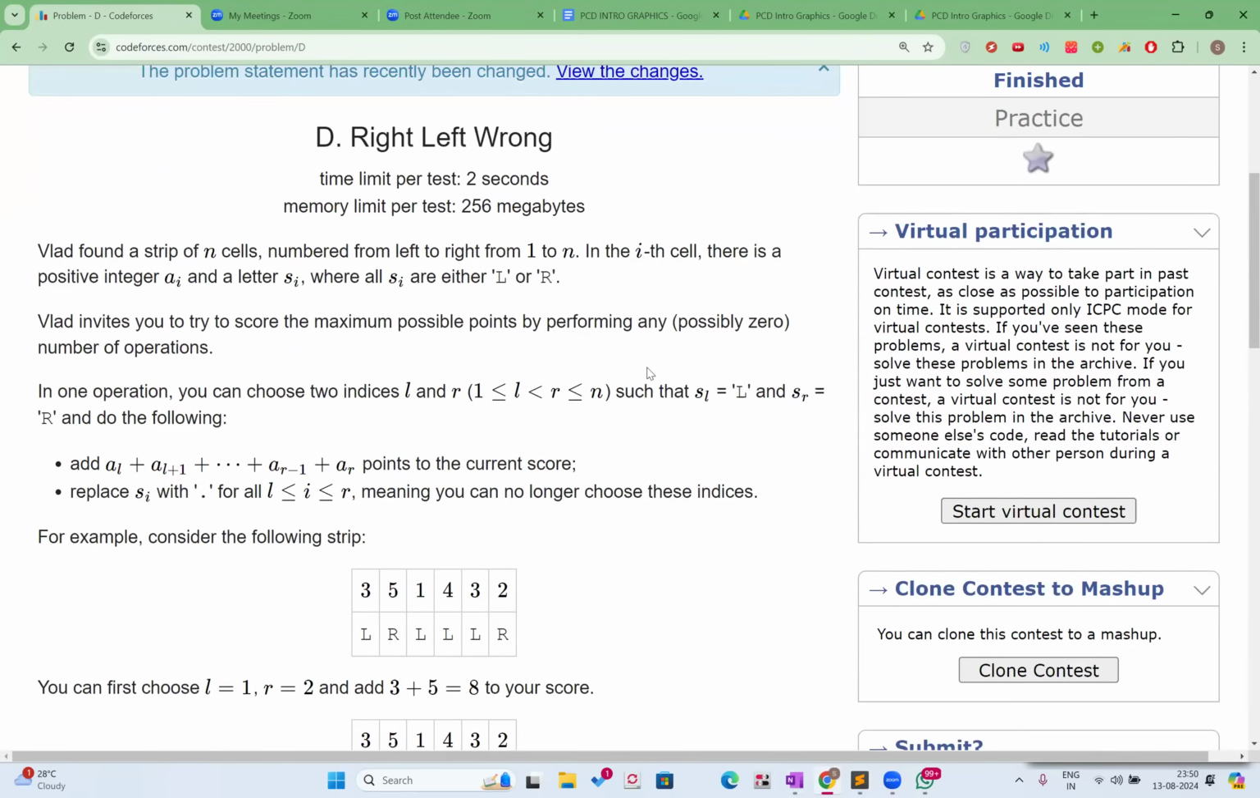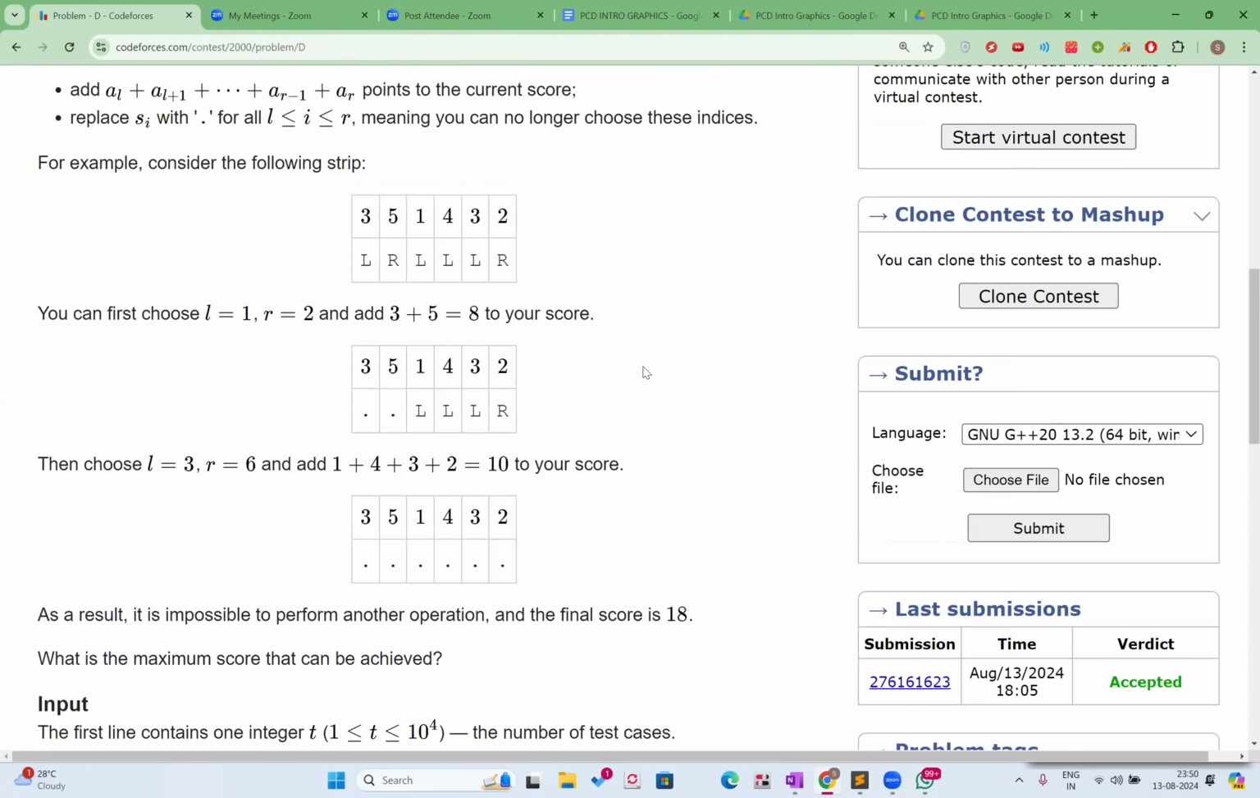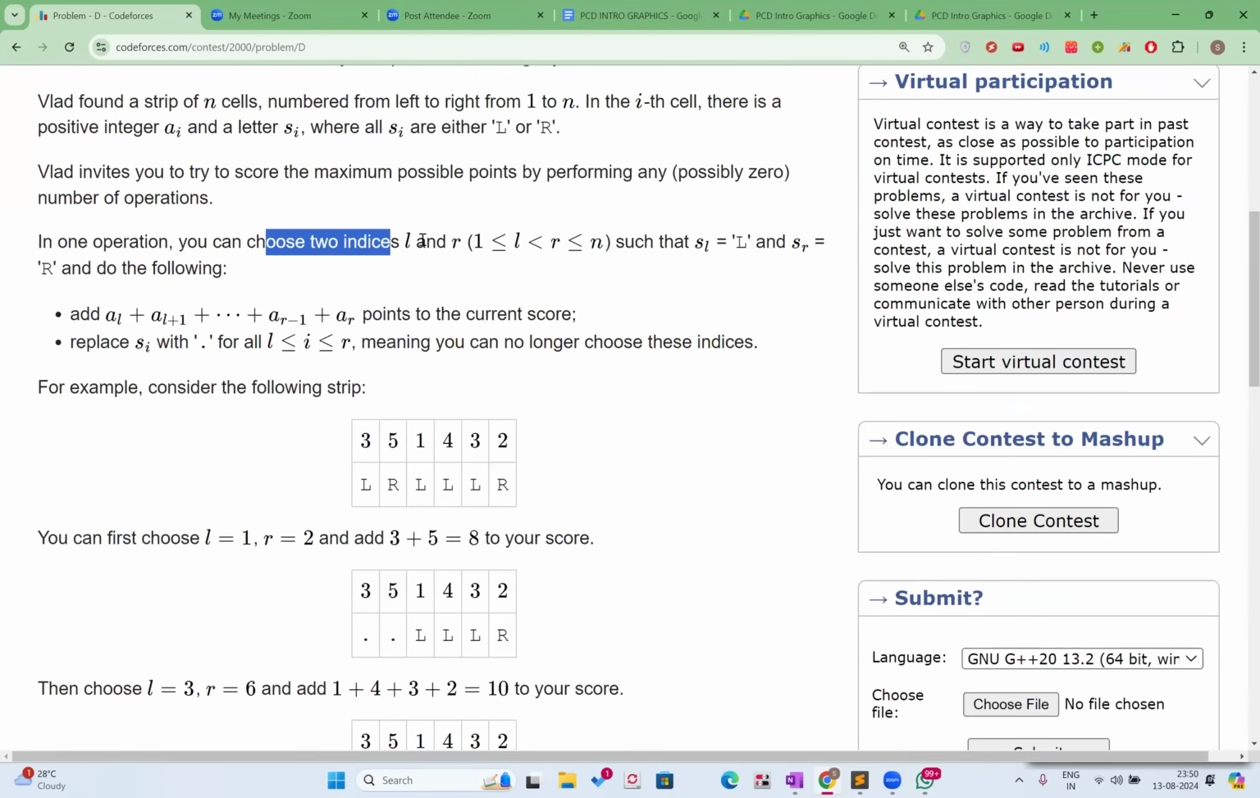Okay, so does anybody have any doubt with the problem statement? We can just choose two indexes, left and right, such that S[L] equals L, and this condition should be satisfied: S[R], whatever indexes we choose, the character at that particular index should be L and R respectively, and we can add the score. And we have to mark all the indexes from L to R with a dot.